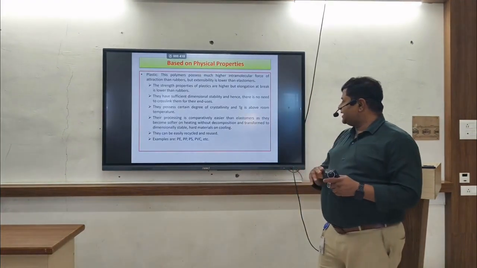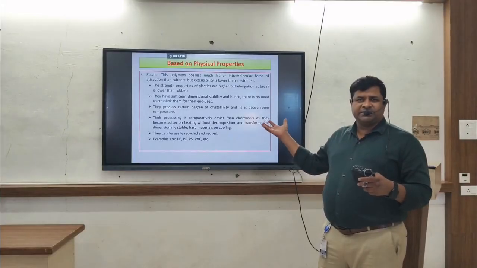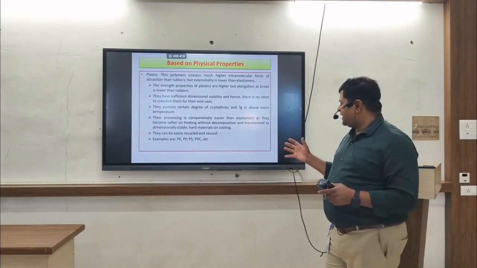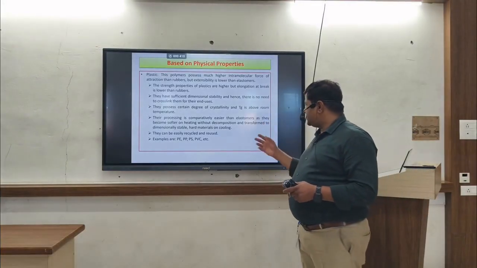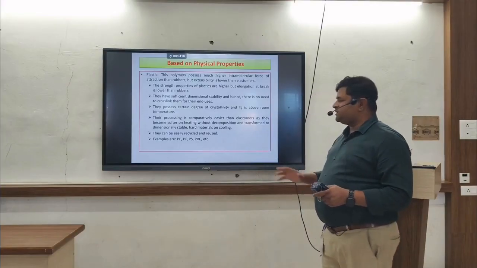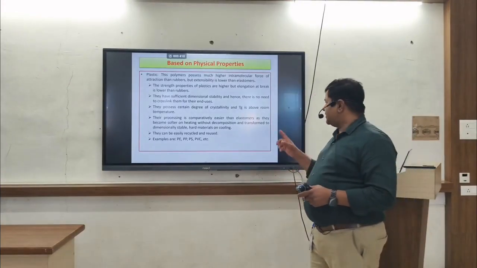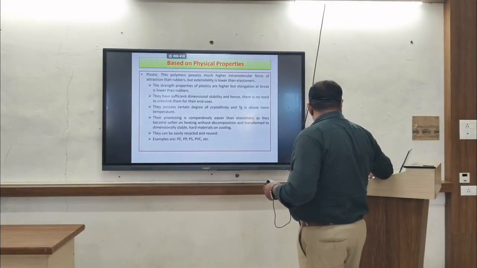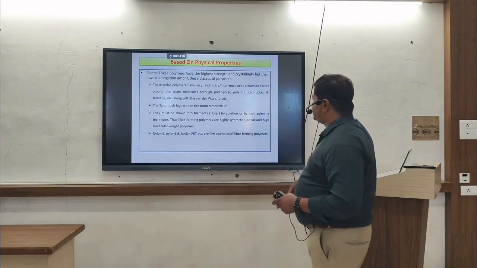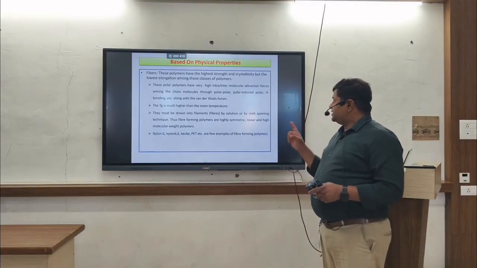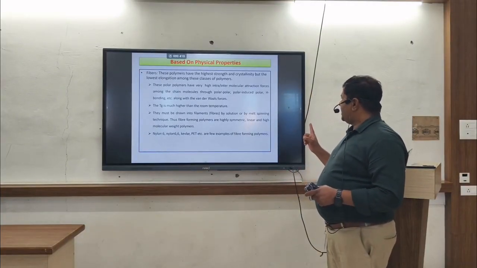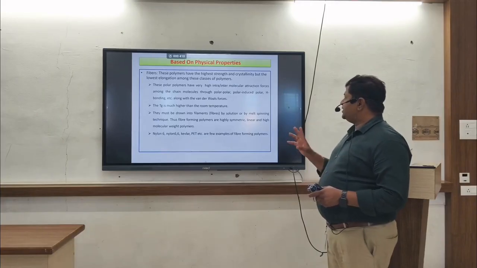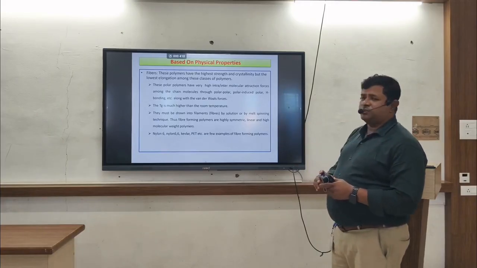They can be easily recycled and reused, like a thermoplastics material you can have. So either polyethylene, polypropylene, polystyrene, PVC pipes and everything, there are some examples of this plastics. And the last one is here, the fibers. These polymers have highest strength and crystallinity, but the lowest elongation among these classes of polymers.